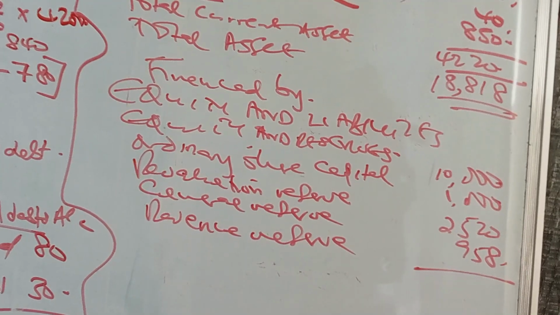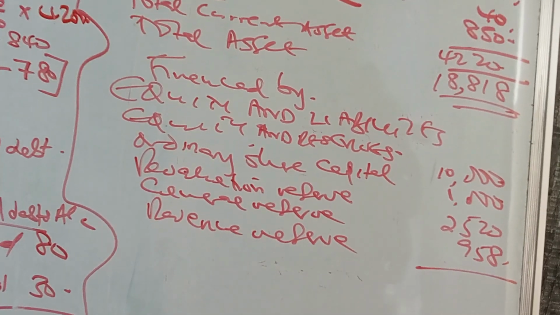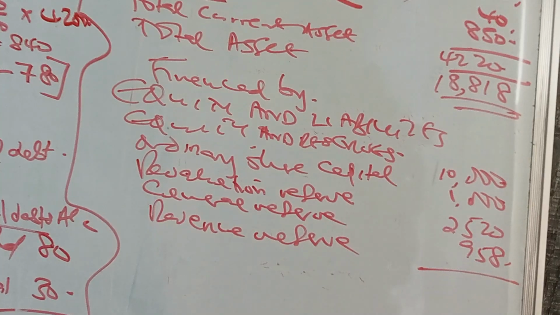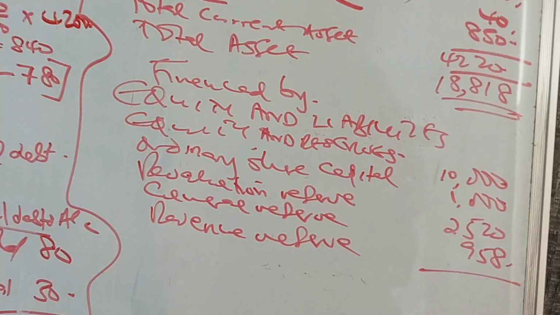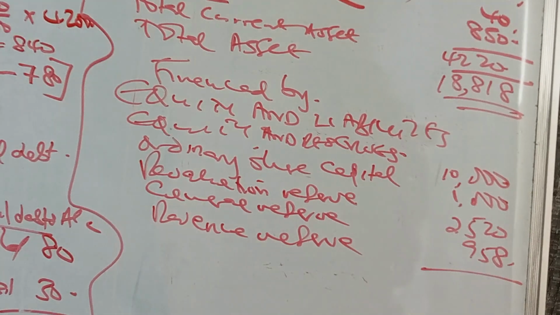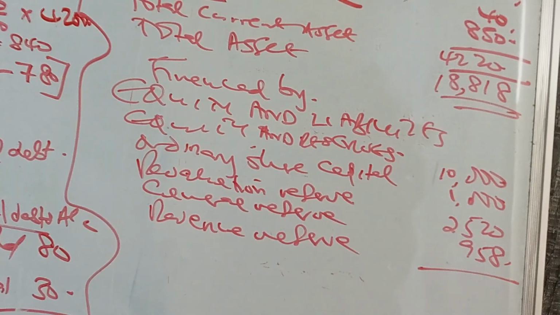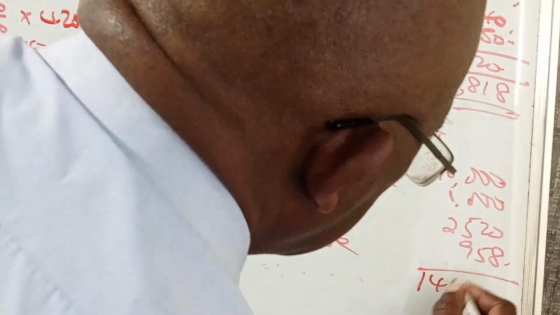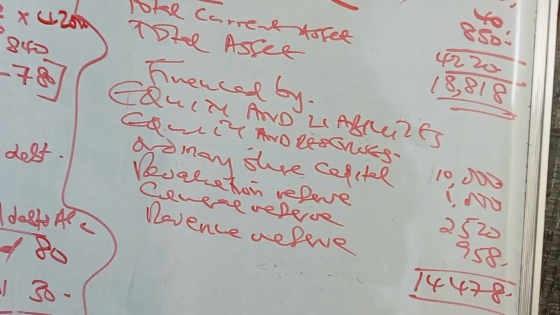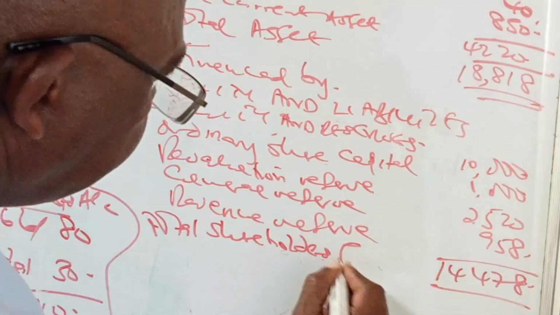get 11,000. 11,123 plus 2,520 plus 958. We get a figure of 14,478. Then we say total shareholders' funds.